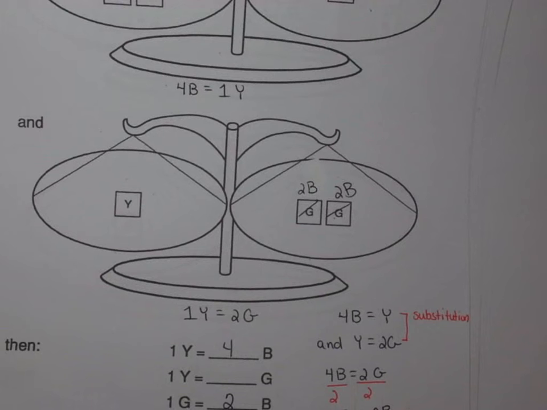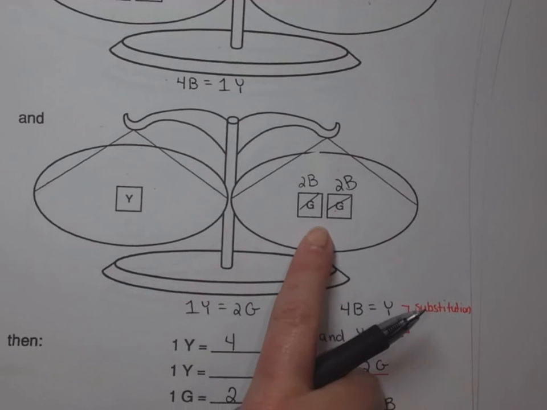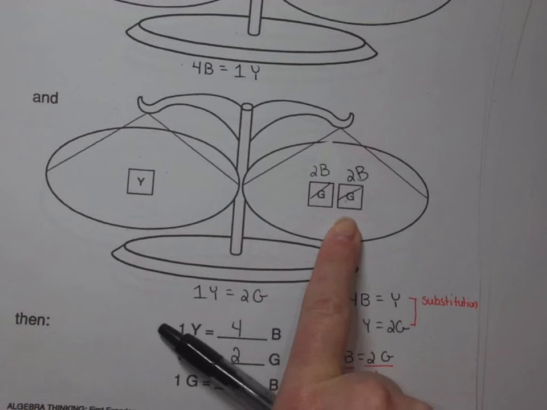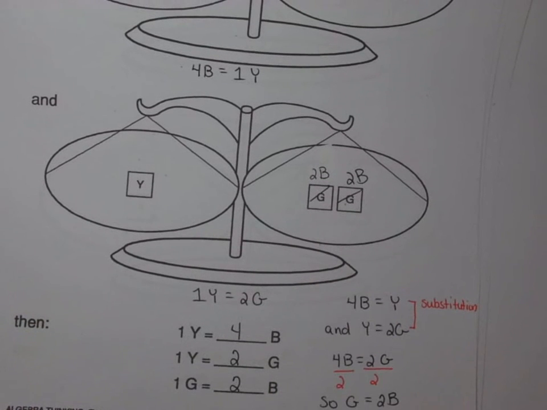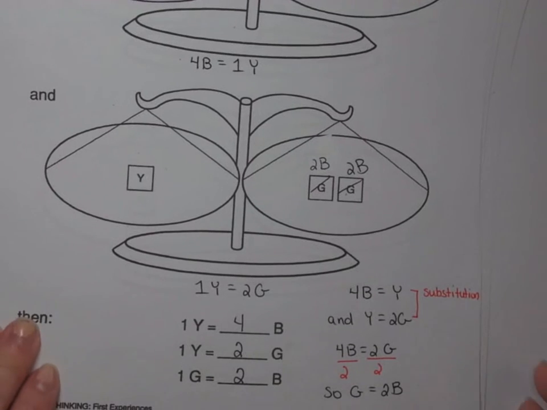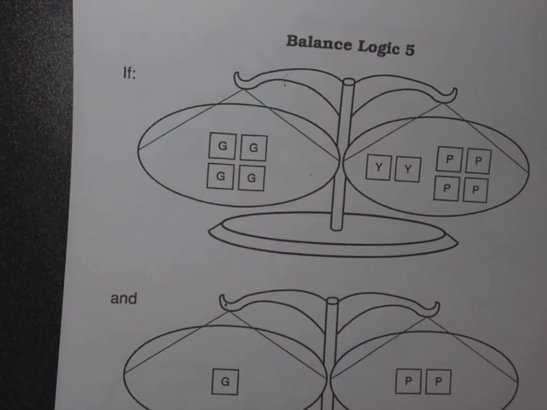So we need to figure out what's going on here with y's compared to g's, right? So notice we already had that given, so I was way overthinking that. We already knew that y was 2g because we already had a scale for that. Okay. All right, so that would be kind of an easier version of this balance logic. So let's look at a little more complicated one. Let's look at number 5.